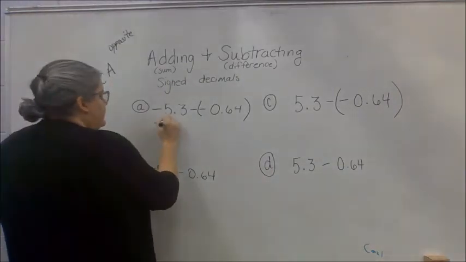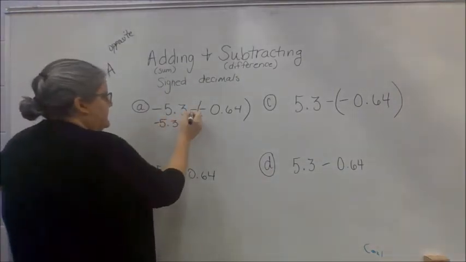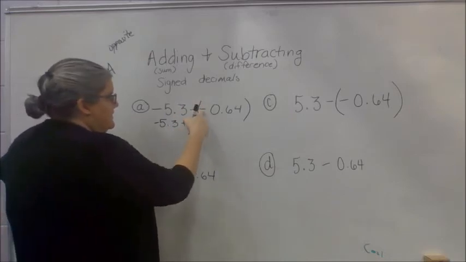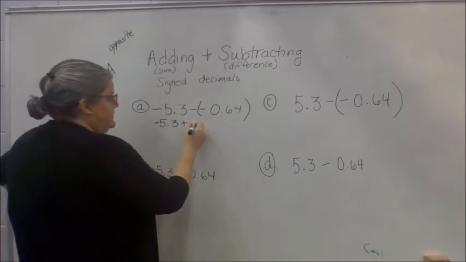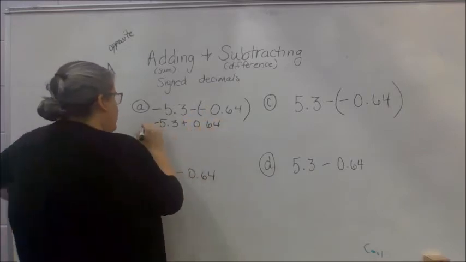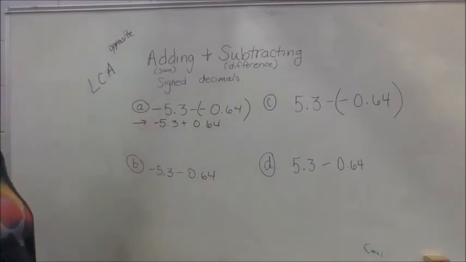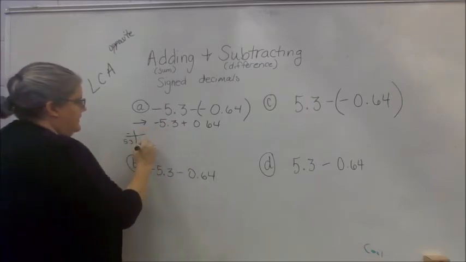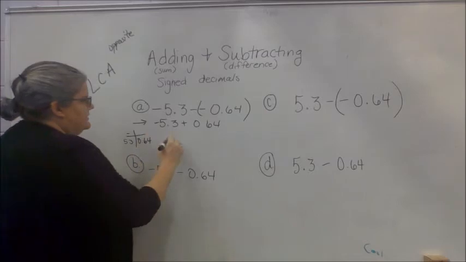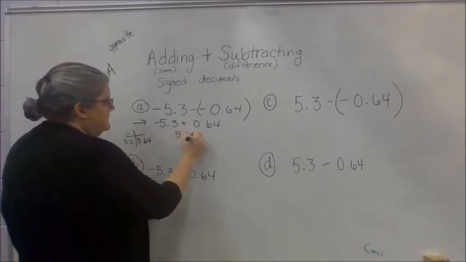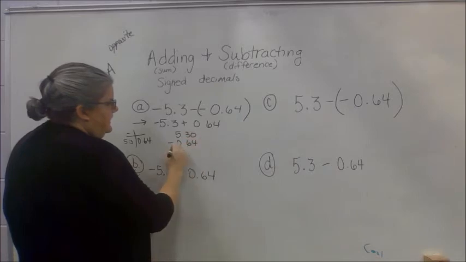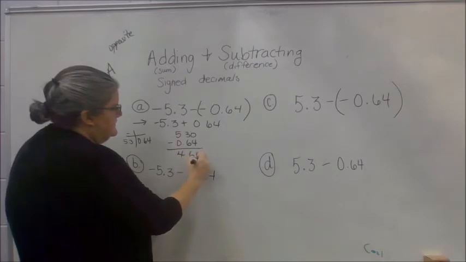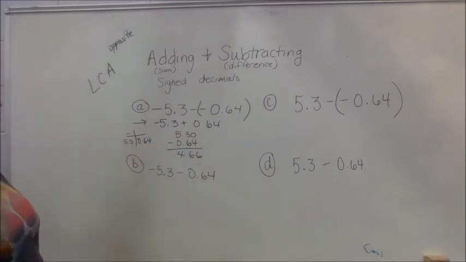So I'm going to do negative 5 3/10. I'm going to change this guy from a negative sign to an addition sign. Change this guy from a negative 64/100 to a positive 64/100. And now I'm going to look at this question to evaluate it. So again, this goes in the negative side. That goes in the positive side. So we're going to line up our decimals and subtract. And again, we get 4.66 when we evaluate this subtraction question.